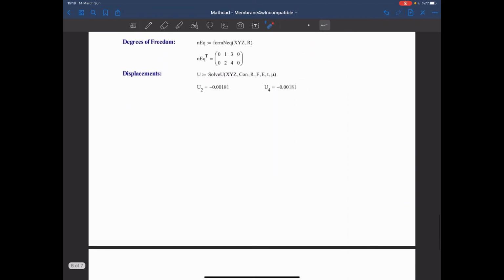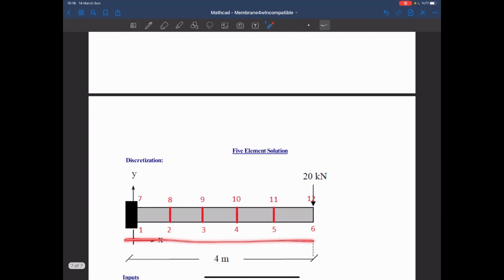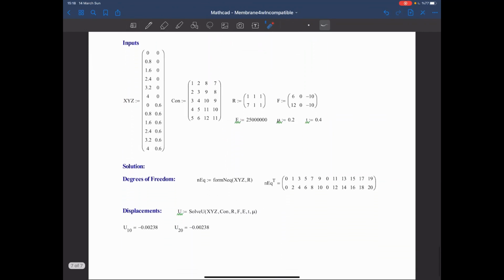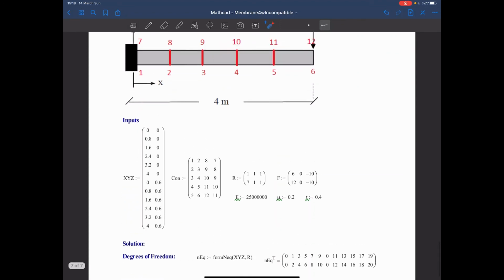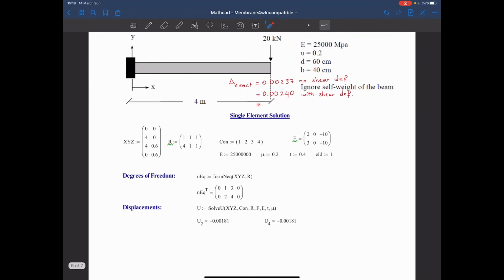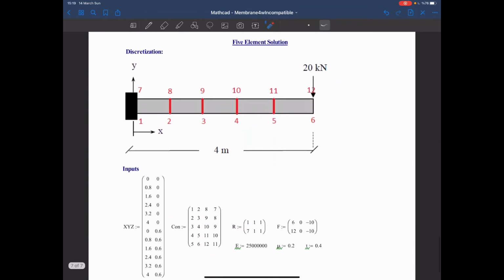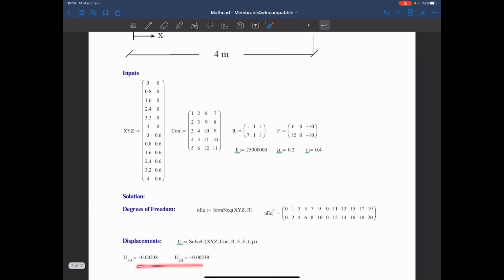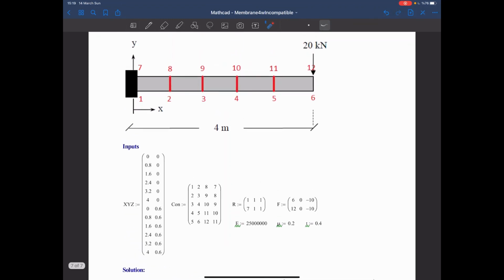What will happen if I use more elements? This is the case with 5 elements, and the result is 0.00238 as the tip displacement. So it's somewhere in between. We can say that we catch the bending behavior very nicely. Now the shear deformation, we are not there yet, but maybe if you just divide this element from the middle, you'll get a better approximation and better displacement interpolation. Sorry, displacement calculation.